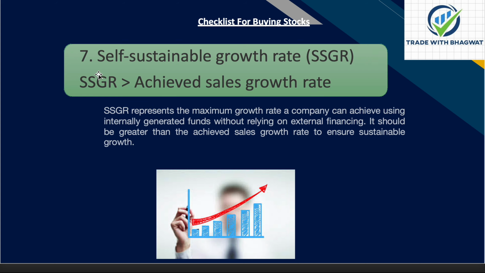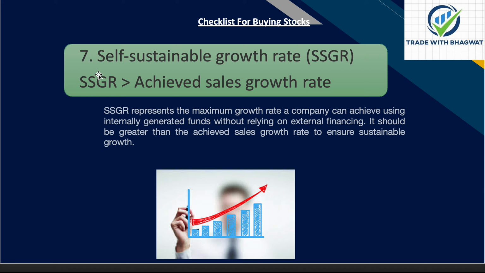The next one, the self-sustainable growth rate. So just imagine what it represents. It represents the maximum growth rate a company can achieve using internally generated funds without relying on external financing. External financing can be debt, meaning bonds, or straight debt from the banks, or maybe equity shareholding, or anything. It shows how good they are at generating funds, meaning how good they are at sales. It should be greater than the achieved sales growth rate to ensure sustainable growth.